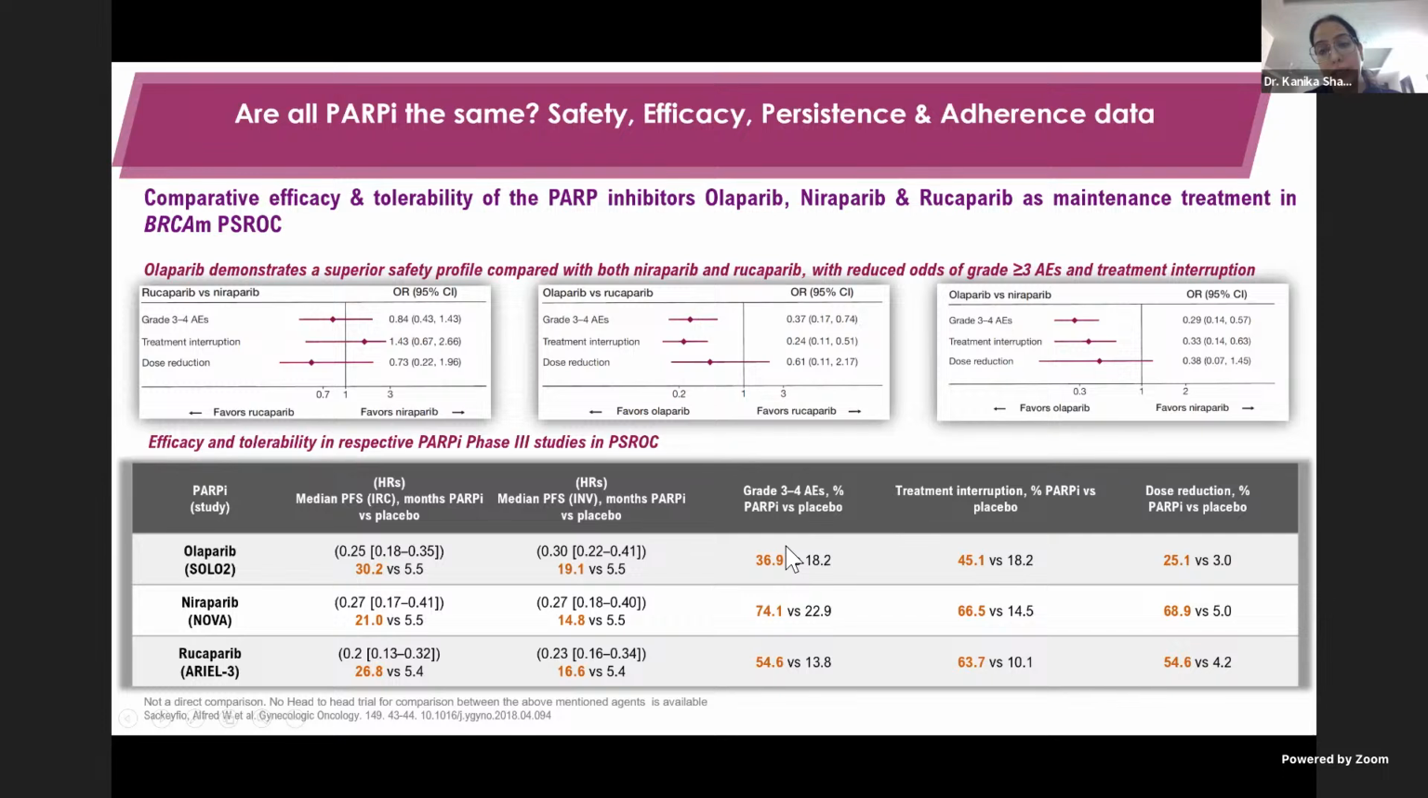As compared to the other agents, the grade 3, 4 side effects are comparatively less as compared to the other two agents. That is 36.9% grade 3, 4. Half of the patients required treatment interruption and dose reduction. So even dose reduction is required in a significant number of patients, but after the first dose reduction, it is usually well tolerated.